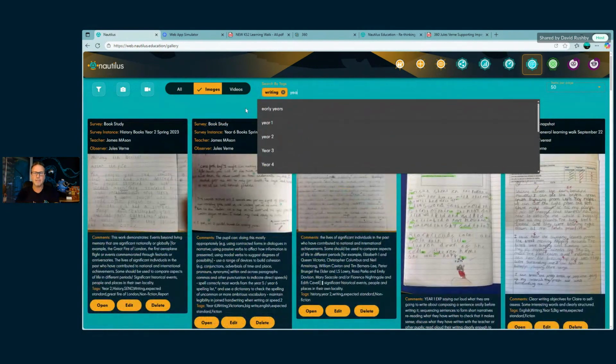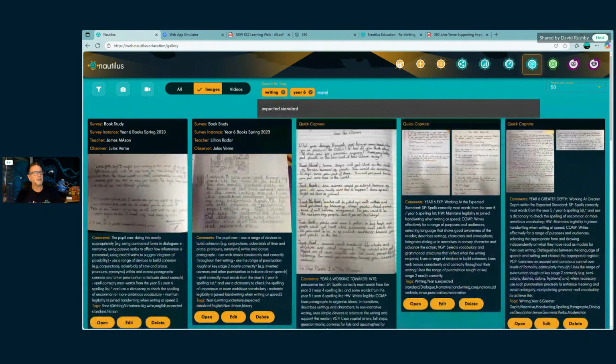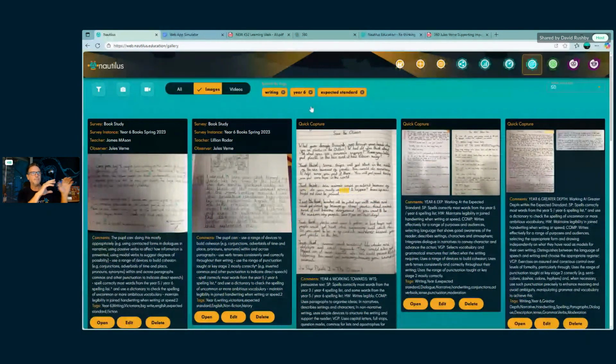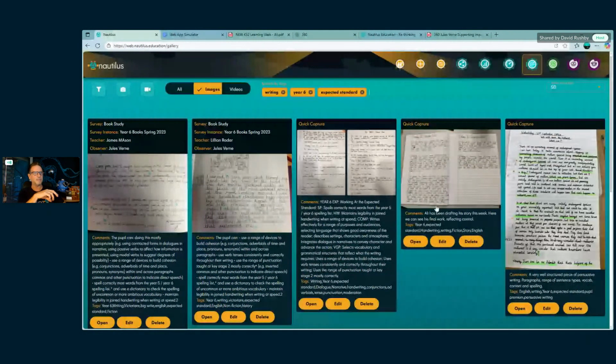We can then add year 6. And if I'm a year 6 teacher, I can put in the expected standard here as well. So this might not be my work, more than likely it's not, but I can bring up a piece of work that somebody else has done, my colleague, and I can see whether or not mine is in line with that.